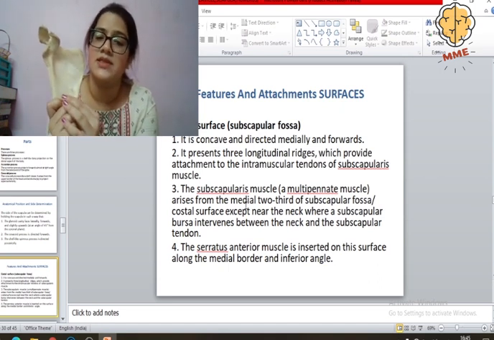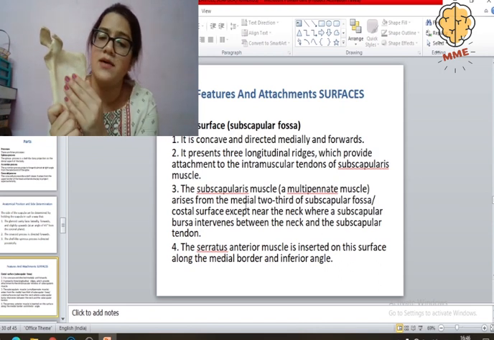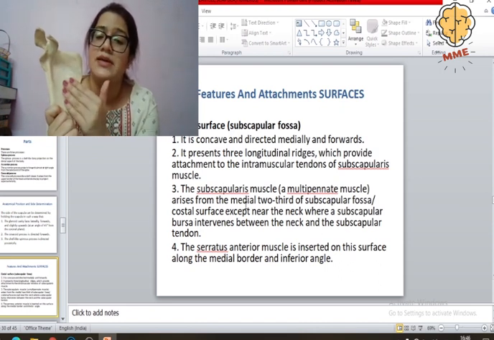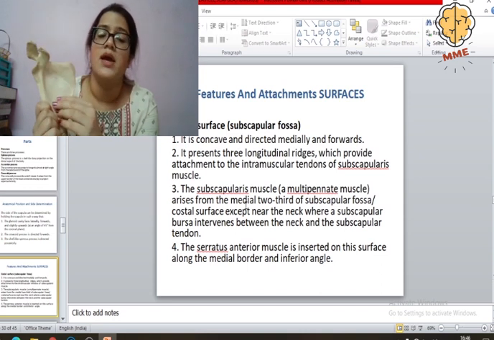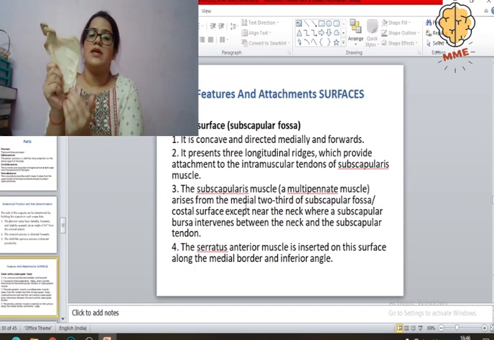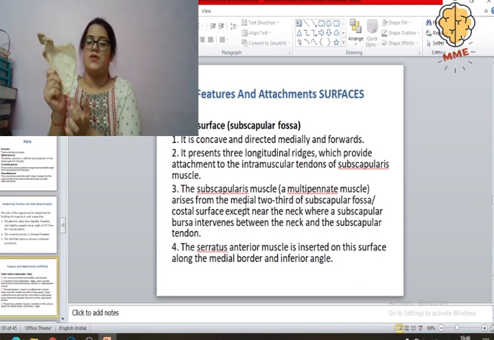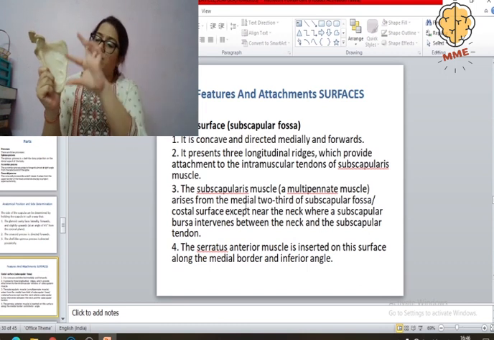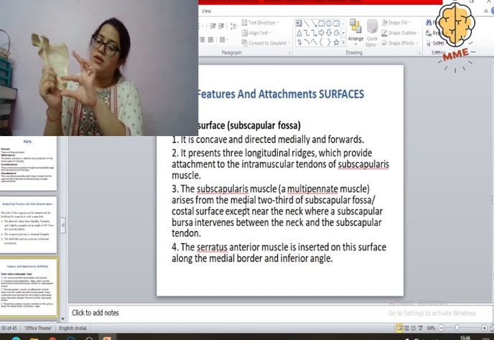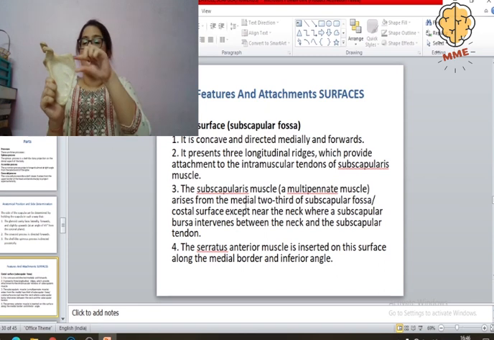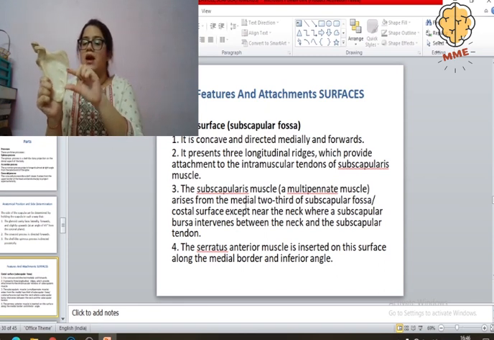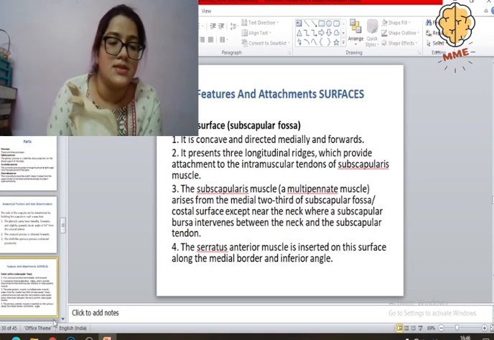Now it is a multipinnate muscle, arising from the medial 2/3 of the subscapular fossa, except near the neck, where the subscapular bursa intervenes between the neck and the subscapular tendon. So it is not present near the neck. Remember, the serratus anterior is inserted on the medial border and the inferior angle. This serratus anterior has 8 digitations: the first, then 2, 3, and the remaining 5.